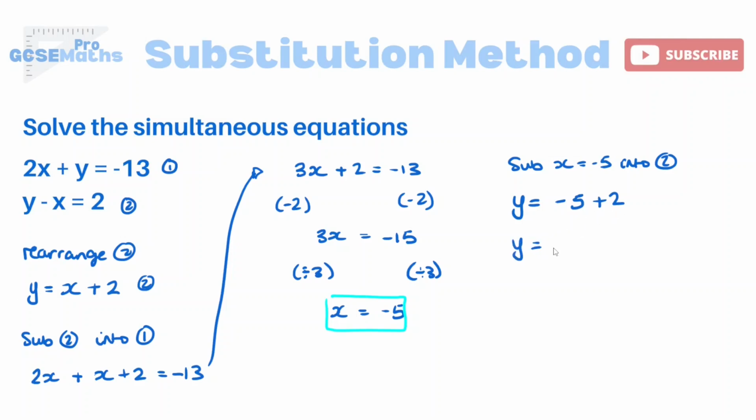So minus 5 plus 2 is minus 3. There we go, I've solved my equation again. x is minus 5, y is minus 3. So I just had an extra step at the start, okay? So it was a little bit longer than the first example.